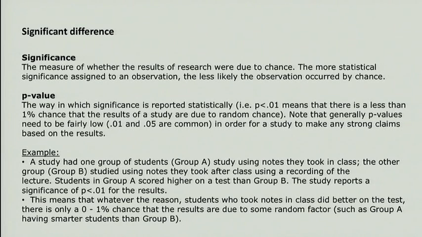How can we determine significance? We determine significance by mathematics, and we call it the p-value. The way in which significance is reported statistically is by the notion of the p-value. Now, what does a p-value mean? Here we have the p-value is smaller than 0.01. What does that mean? We see that in every good paper. Significant difference, and then we say p-value smaller than 0.01 or 0.05.